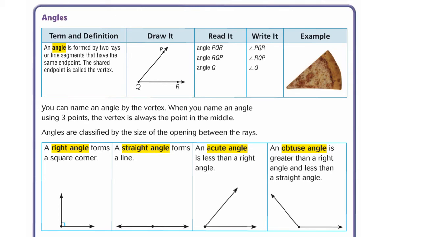Okay, so you have angle PQR, angle RQP, or angle Q. And then you can kind of see this angle almost matches the same angle of our pizza slice.